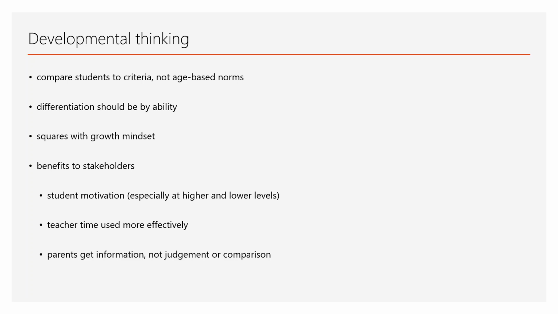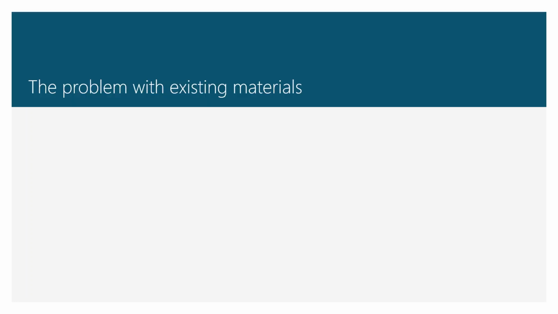And finally, parents get more information. Parents get information saying what a student can do and what they need to do to get better, rather than comparing them against other students in their class or judging them. And parents benefit from seeing their students being more motivated. We got a huge amount of positive parent feedback from the kind of stuff that we've been doing. Okay, the problem with existing materials.